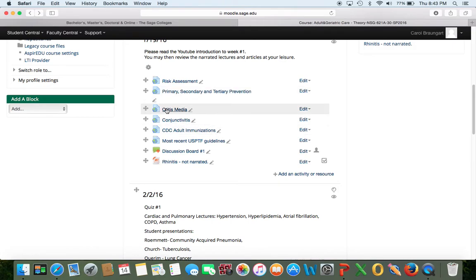The otitis media article and conjunctivitis article, the CDC adult immunizations, and the most recent U.S. Preventative Task Force guidelines are all websites that are linked here for you to look at. In particular, the CDC adult immunizations is now an app that you can get on your phone, and it's very useful. If you're thinking about when you should be giving somebody a Prevnar 13 versus a Pneumovax, those are important things, and we will go over some of that when we meet in person.